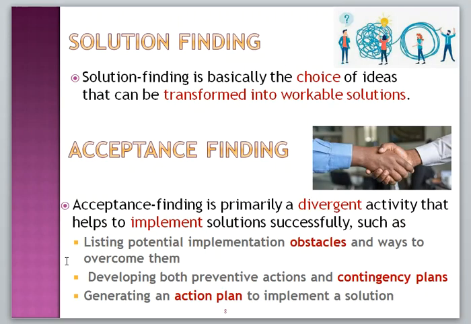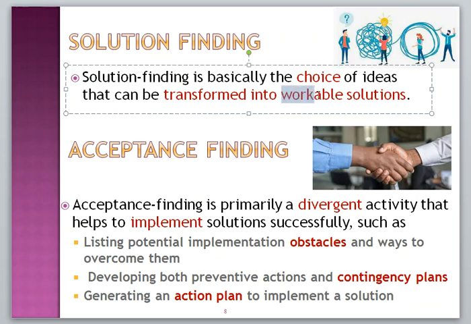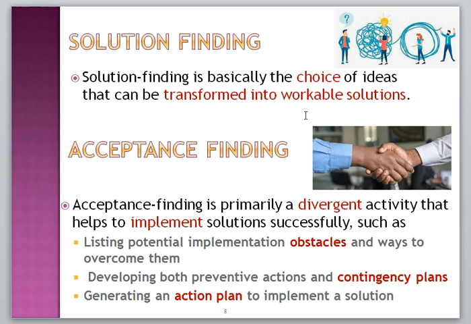Number five is solution finding. You need to evaluate here, right? So we have convergent thinking. A solution is basically a choice of ideas, pointing at some workable solution for the problem and selecting in the end one of them.